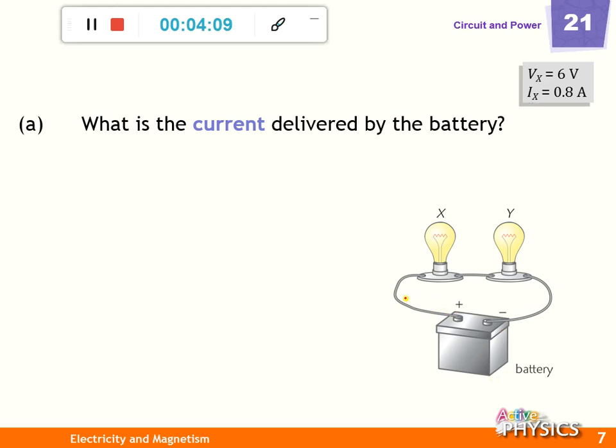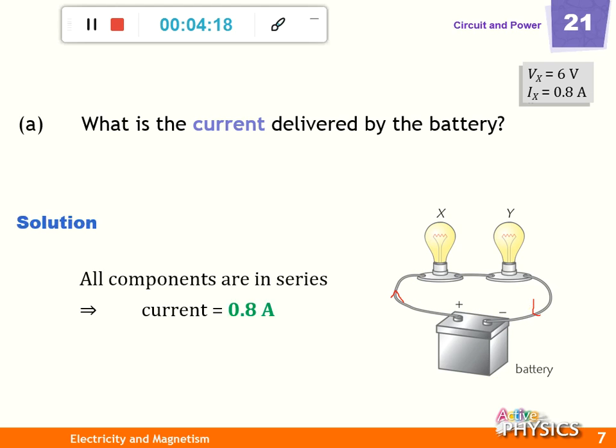And then here, what is the current delivered by the battery? Look at this, only a single loop. Inside the single loop, all the current should be the same. So very easy without any calculation. Just write down 0.8 A. You pay attention to the correct unit.